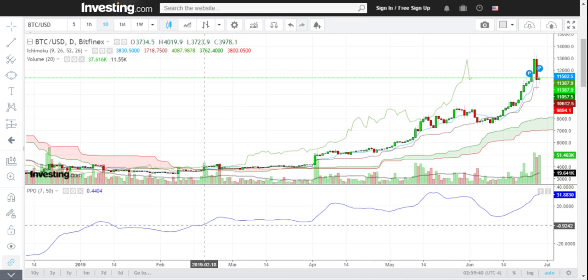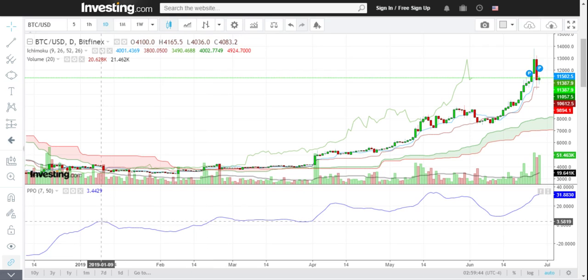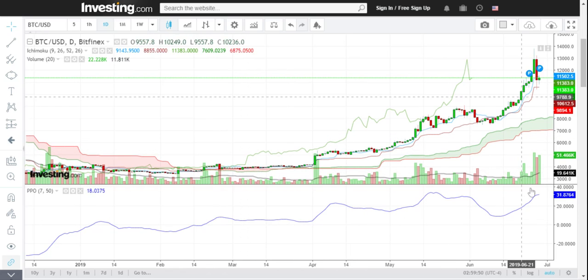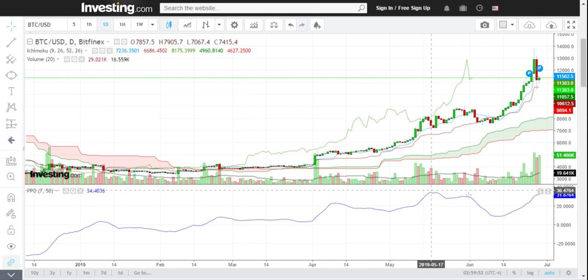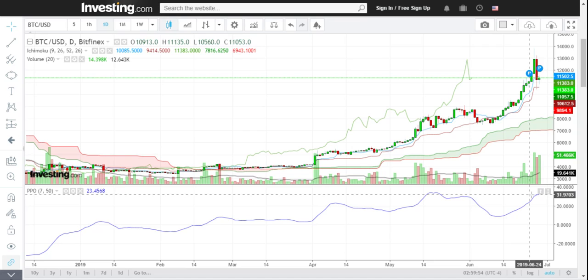The price oscillator became positive around this area, once we had the break of this previous high. From here actually the price has been going up and up and up. Here we have a bearish divergence, even if it's not really an important one, but in any case the price oscillator is above the zero, which is a positive signal.